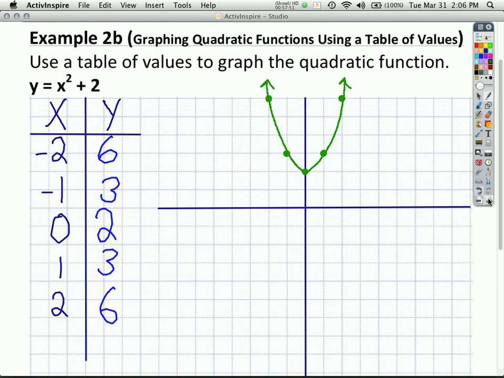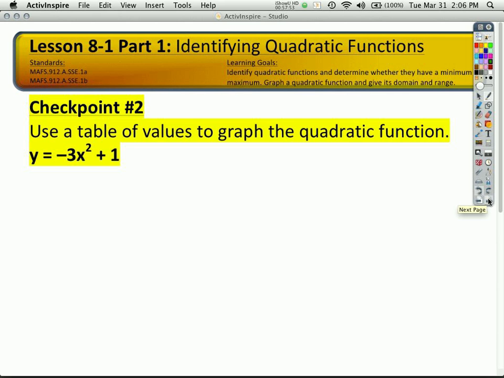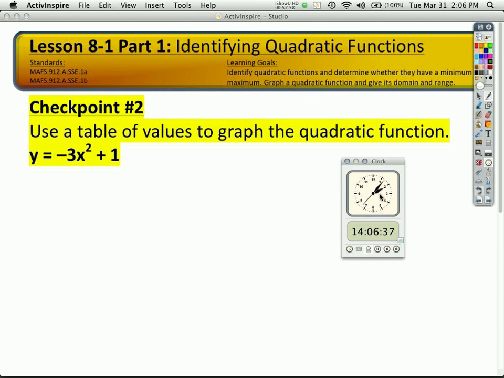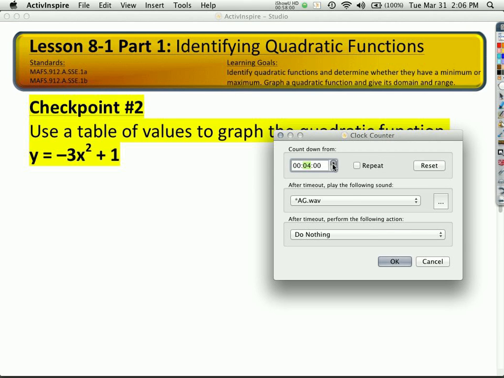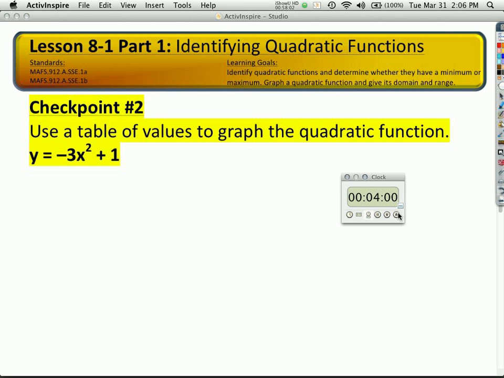Okay, so now I'd like you to do one independently. I would like you to use the table of values to graph this one. We got 4 minutes on the clock. Go.